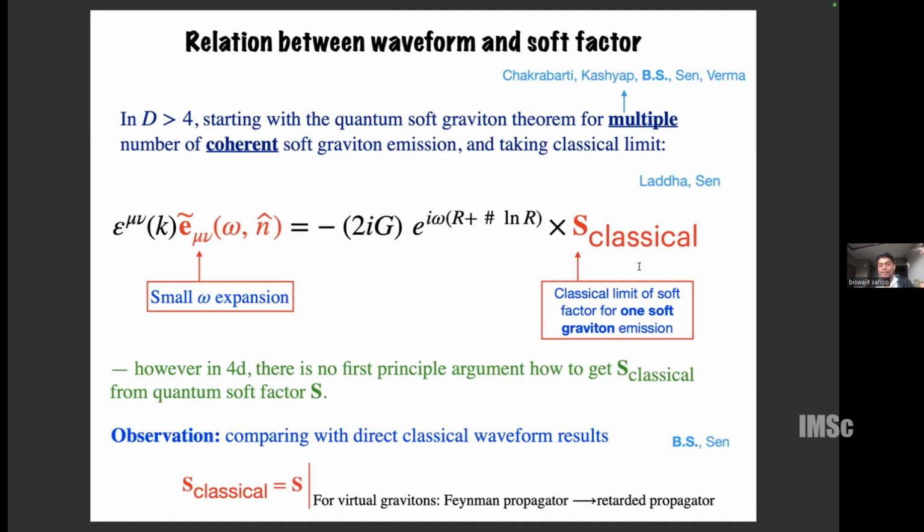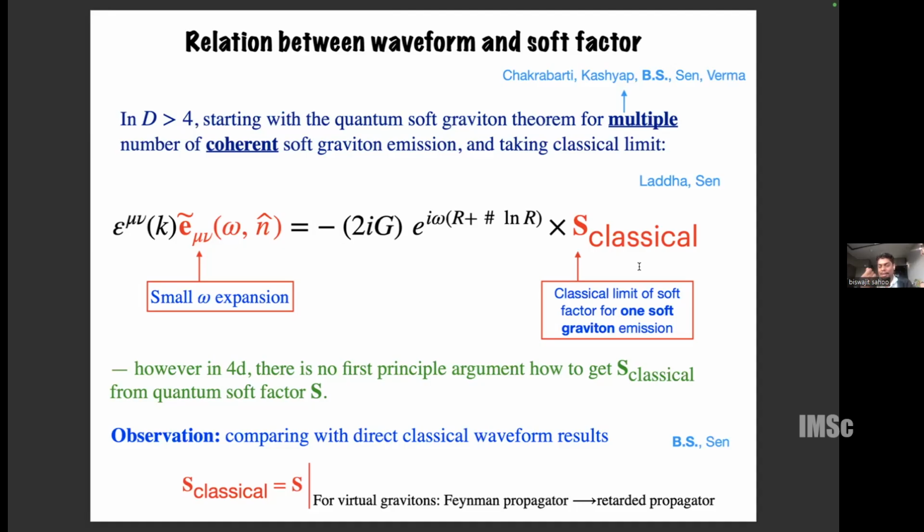So what happens is that while analyzing this limit, up to subleading order they had to restrict to dimension 5, and for the next subleading order they had to restrict to dimension 6, so that they did not see the loop corrections in the soft factor, and this prescription works.